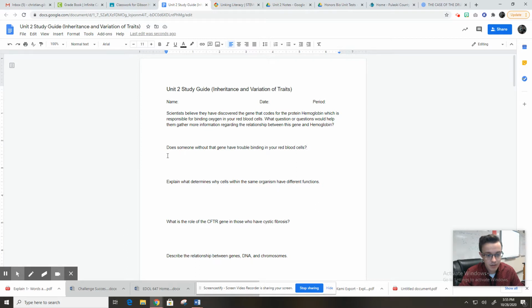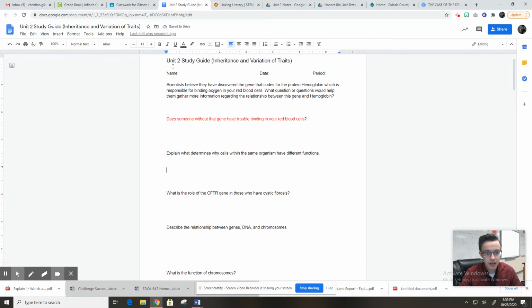Okay. I think I'm going to switch my font color to red so it stands out. Explain what determines why cells from the same organism have different functions. Well, proteins regulate which genes are activated and which are not.